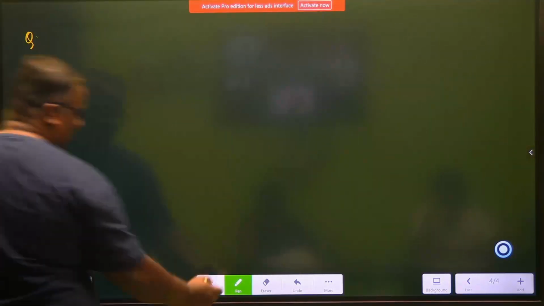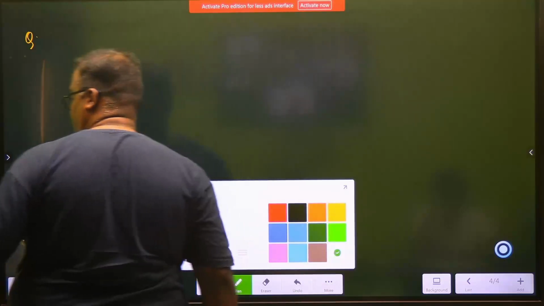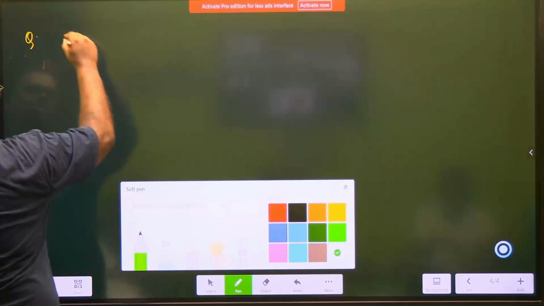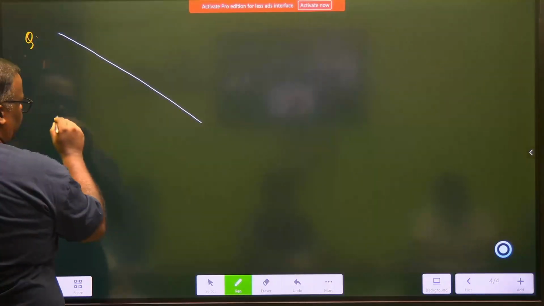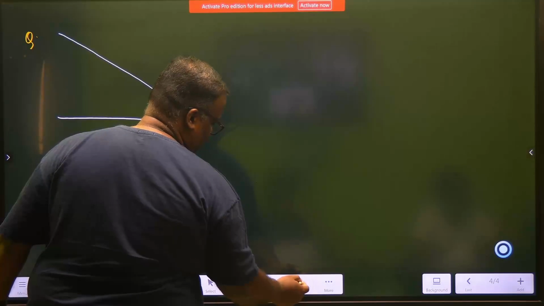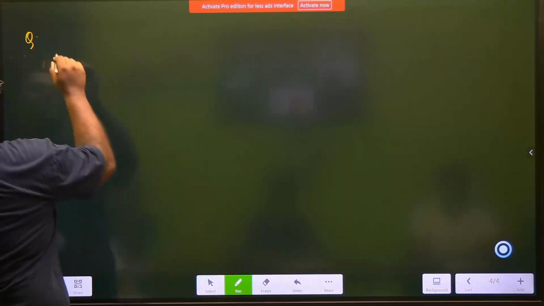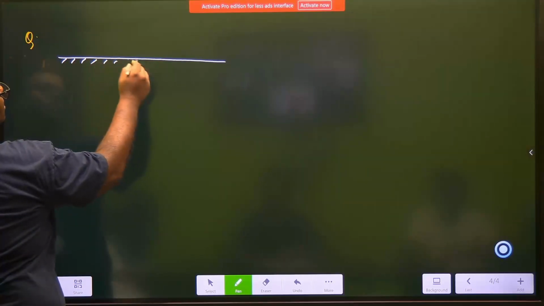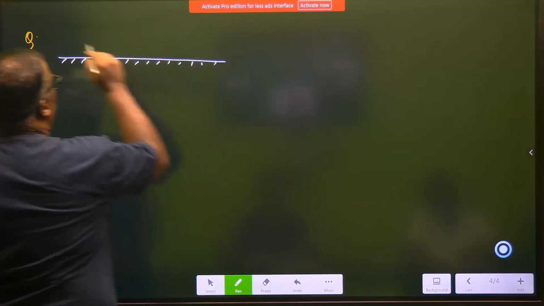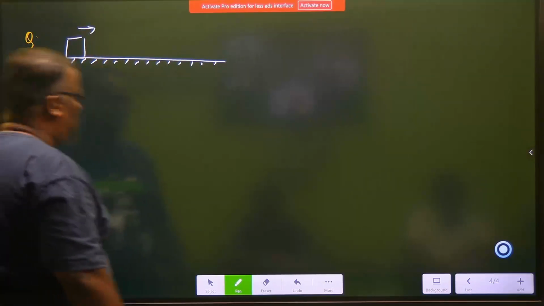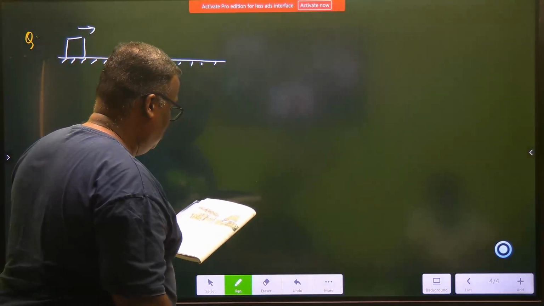Okay, our next question. A body begins to slide over a horizontal surface. Physics is all about diagrams. Slide over a horizontal surface. So should it be like this? No, it's not said inclined. So it's a horizontal surface, and we have a body. The body begins to slide over a horizontal surface.